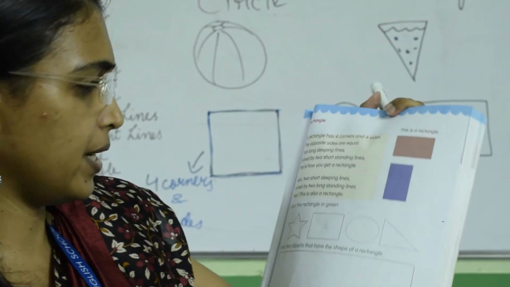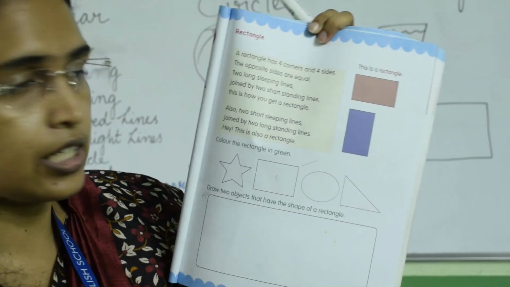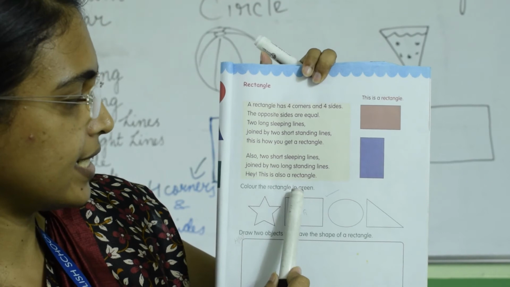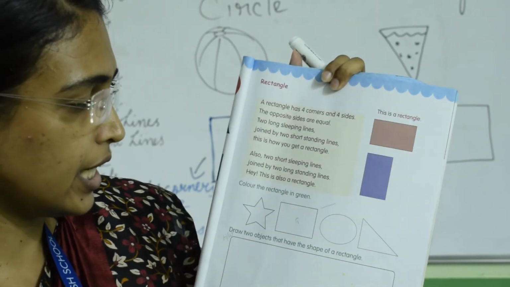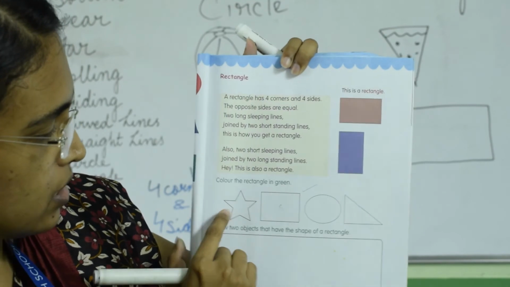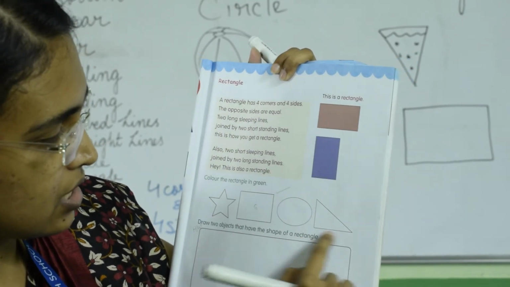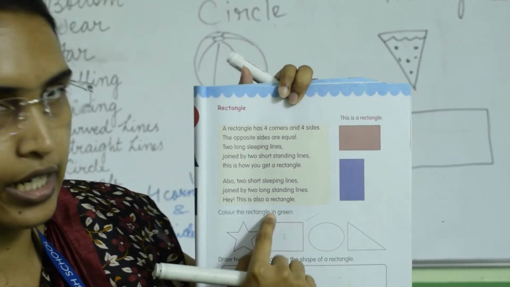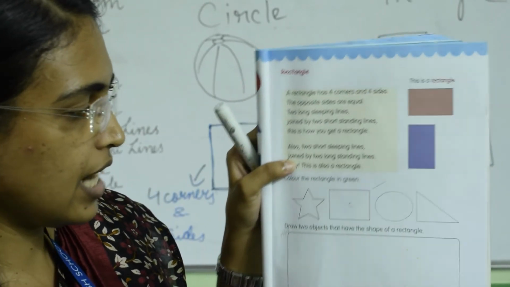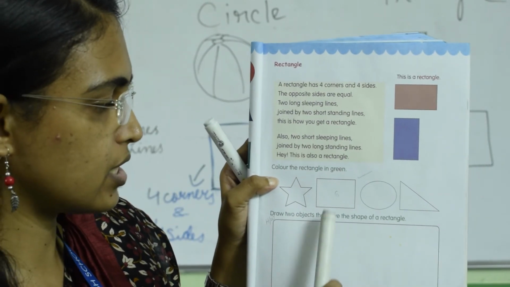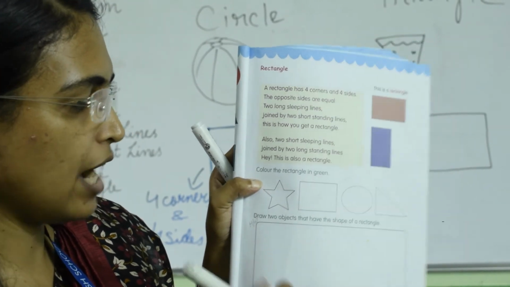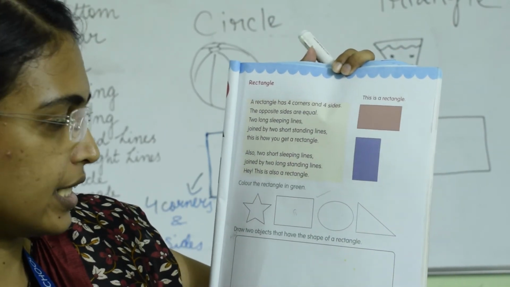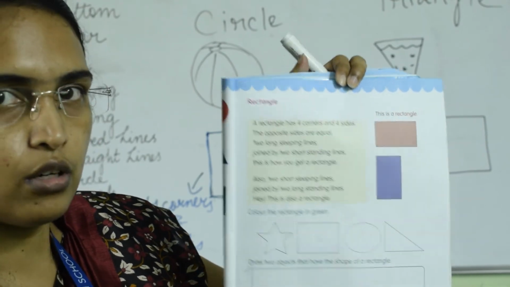Now turn the page, come to the next page. Here is page number 39. In this page you have to color the rectangle in green. You have to color only the rectangle. Which shape is this? This is a star, this is an oval, this is a triangle, and this is a rectangle. So you have to color only the rectangle with a green crayon. Okay, after that draw 2 objects that have the shape of a rectangle. Okay, so these 2 parts are your homework.